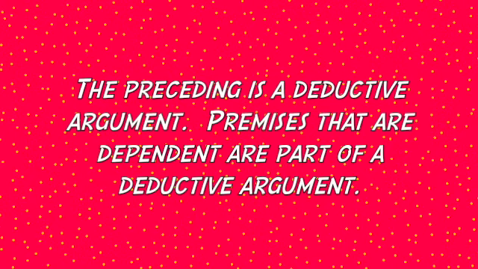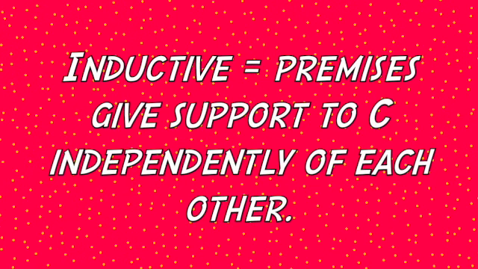The preceding is a deductive argument. Premises that are dependent are part of a deductive argument. In an inductive argument, the premises give support to the conclusion independently of each other. So you could take one of them away and you'd still have some evidence for the conclusion.